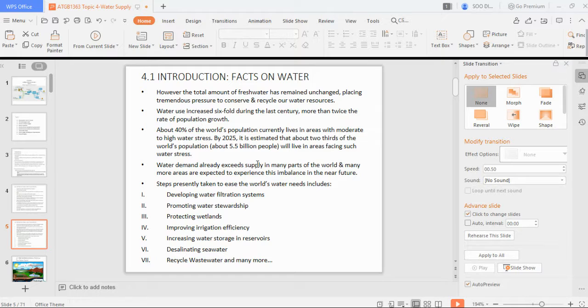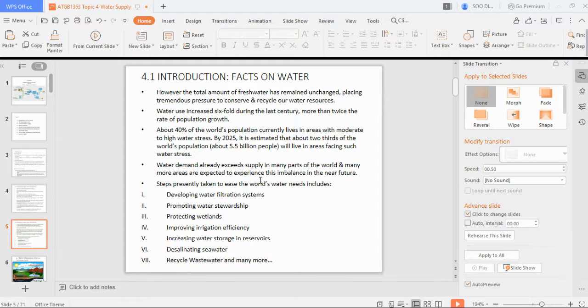As the years go by, the amount of fresh water is always still the same. But the fact that we know is our population is increasing. That's why we need to ensure that there's always a constant supply of water to fulfill our needs.